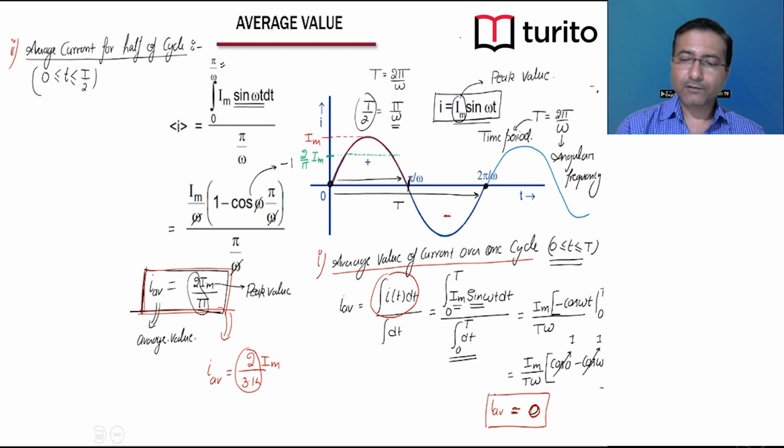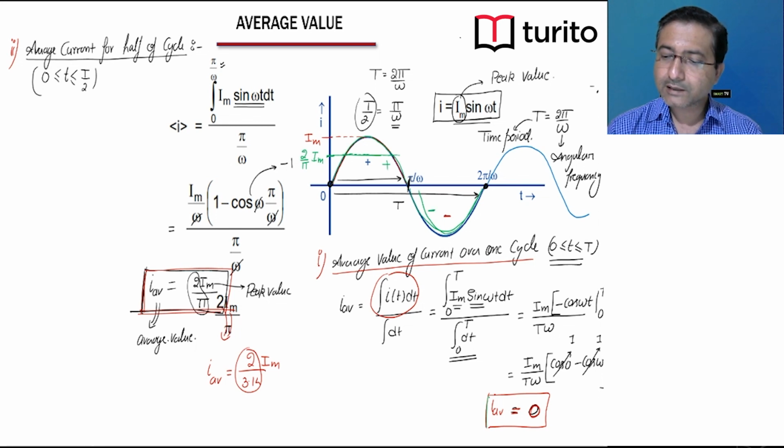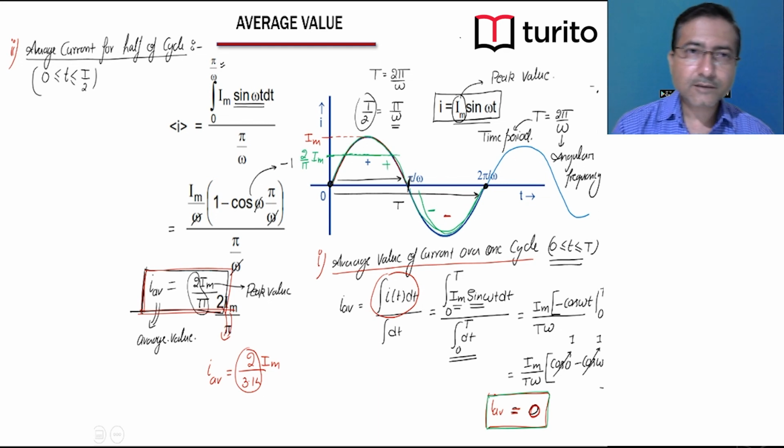So if you take half of the cycle, average value is non-zero because all the values are positive. You can see these all values are positive. You are getting average value, this one. But once you add one more cycle, the positive value and the negative value will cancel each other and you are going to get 0. I hope this discussion is clear.